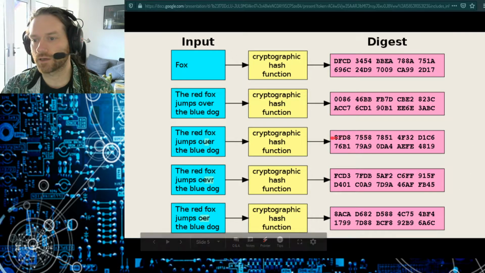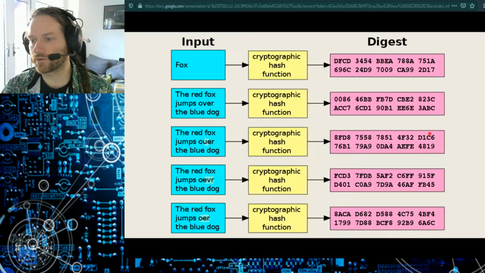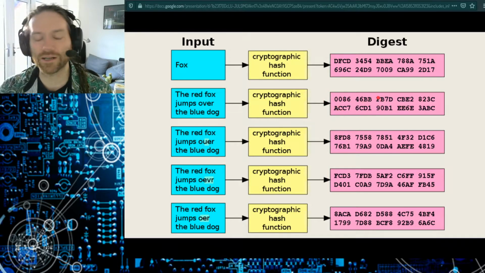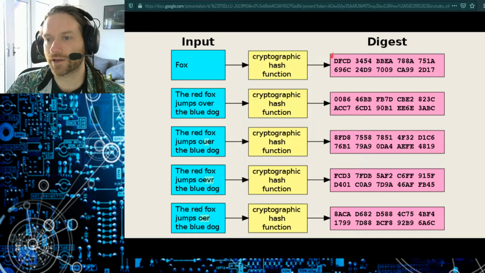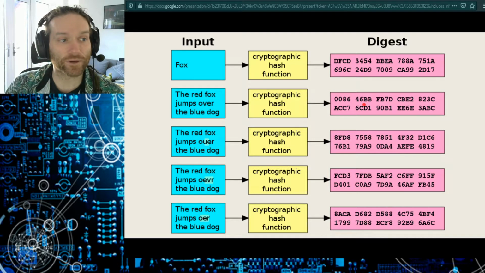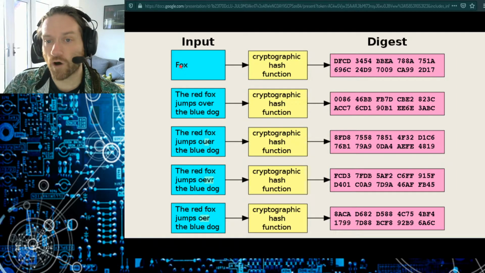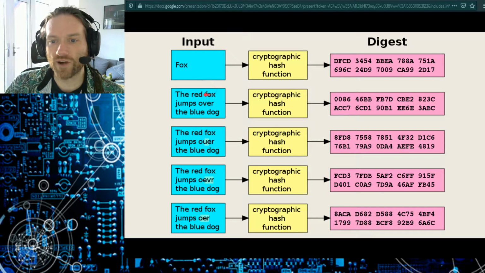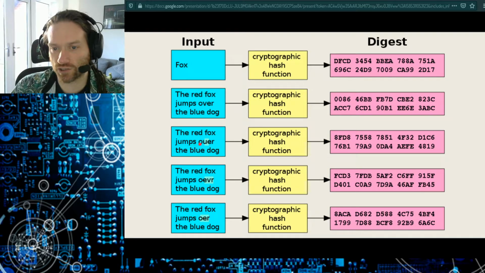We've got 40 characters. Looks like hexadecimal. I don't know what hashing algorithm this is, probably MD5 maybe, but like I said, I robbed it from Wikipedia. So even though "fox" only has 3 letters, we still get these 40 characters out. Even though "the red fox jumps over the blue dog" is way longer than that, it's still the same, right? And you'll notice on this one here, "the red fox jumps the blue dog".